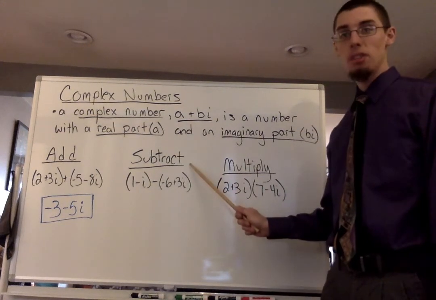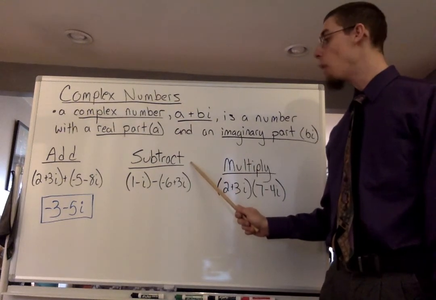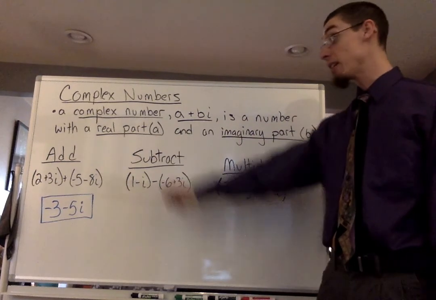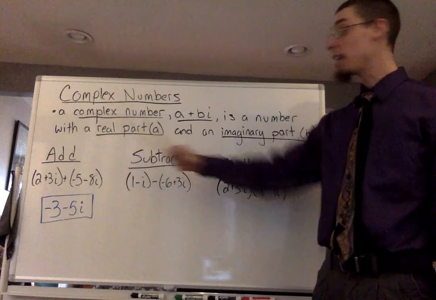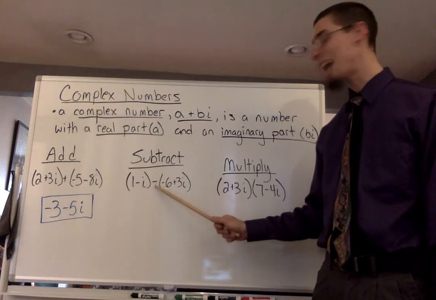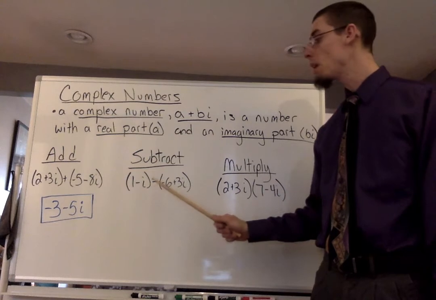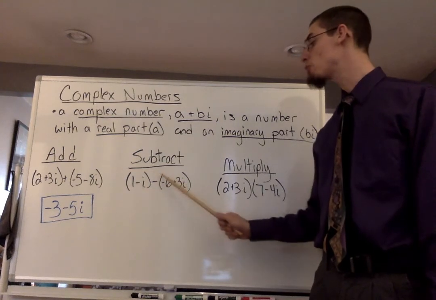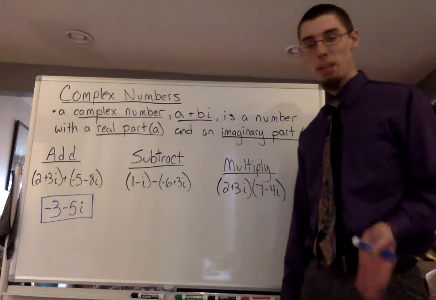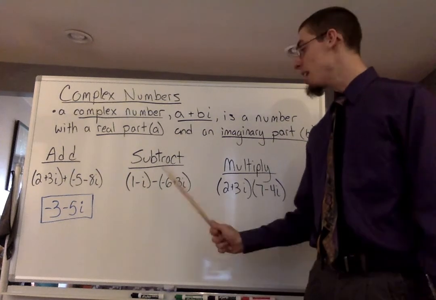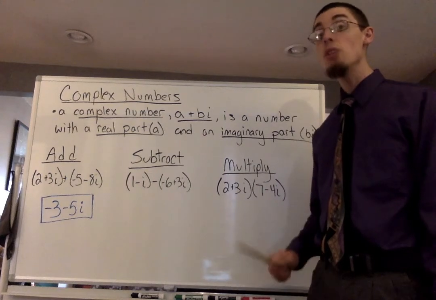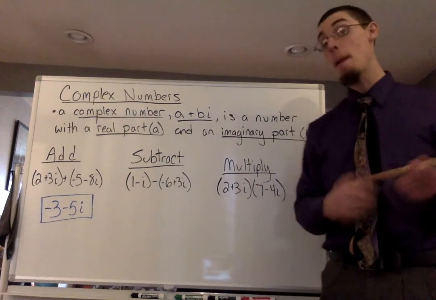The next one, subtraction. Now, when you are subtracting complex numbers, it's very similar to adding them, except you have one extra step. There's a subtraction sign here, right? Whenever you're subtracting complex numbers or subtracting any polynomials, if there's a minus sign in front of parentheses, you need to distribute that minus sign.